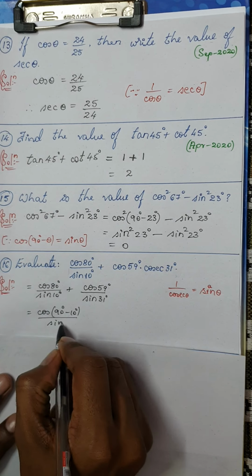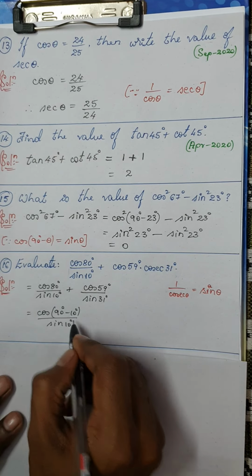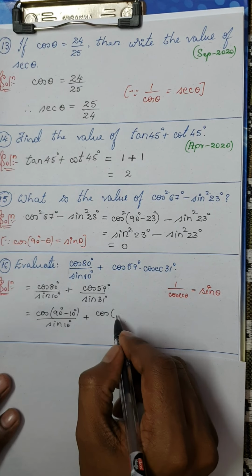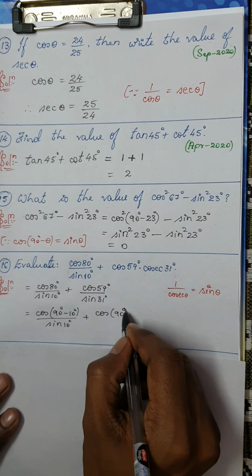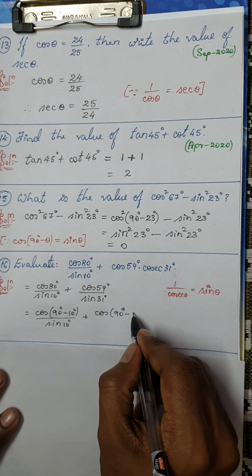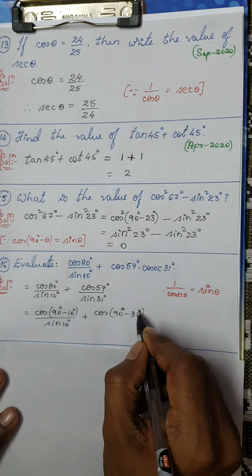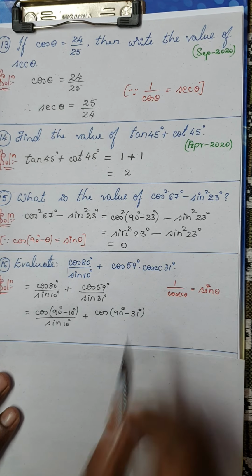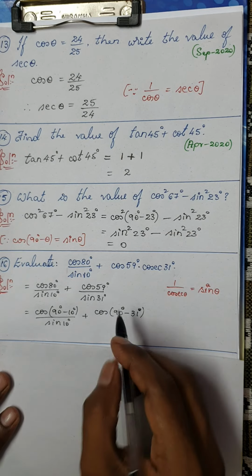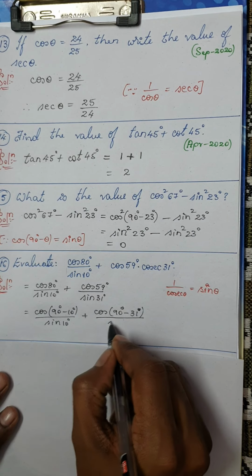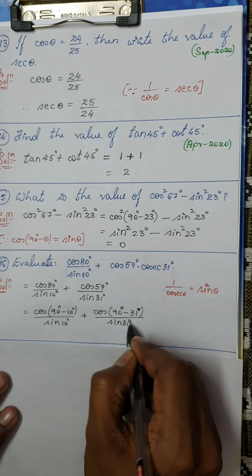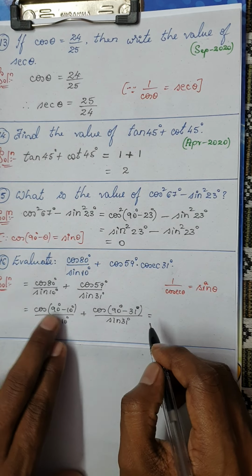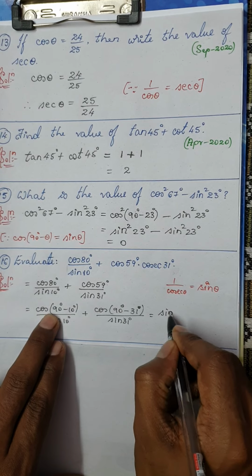Divided by, keep this denominator as it is, sine 10 degrees. Plus, now similarly here cos of, again this 59 degrees can be written as 90 degrees minus 31 degrees. Check: 59 plus 31 is, 59 plus 1 is 60, 60 plus 30 is 90, correct? So cos of 90 degrees minus sine of 31 degrees. This is nothing but, see what happens, cos of 90 minus theta is sine theta.